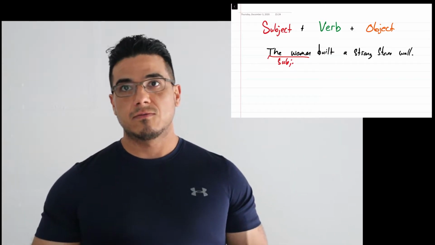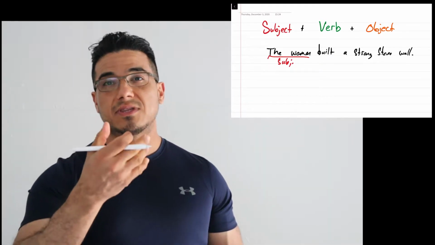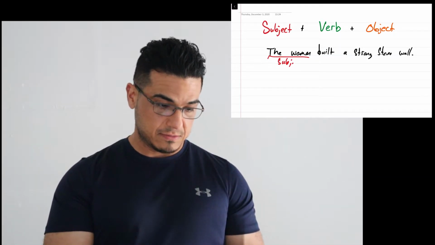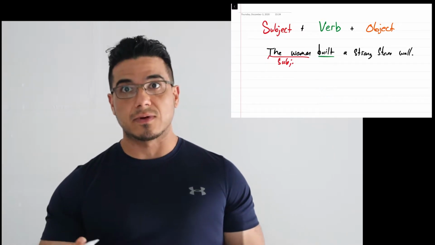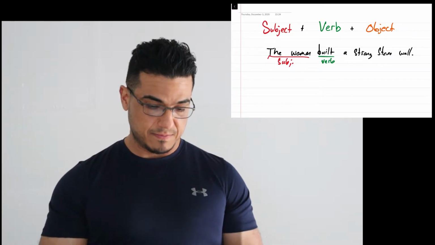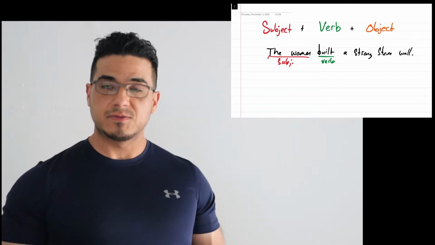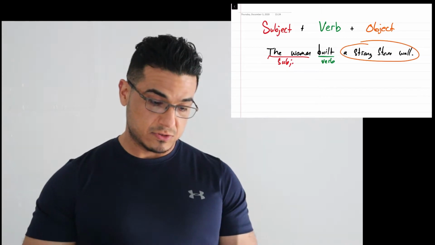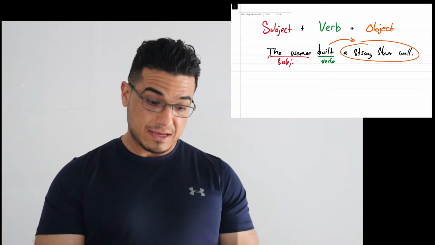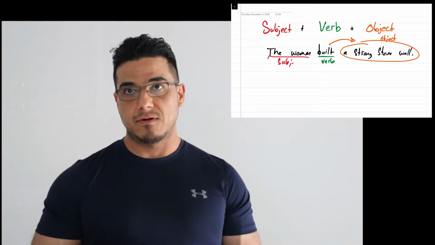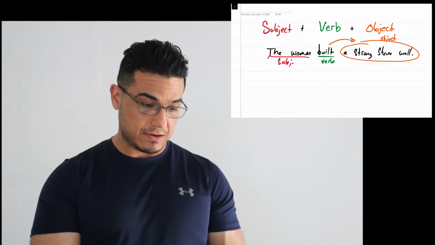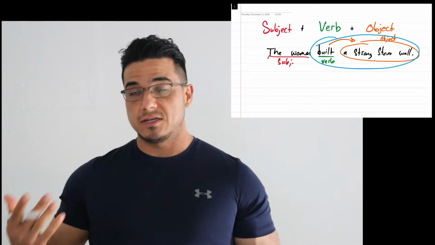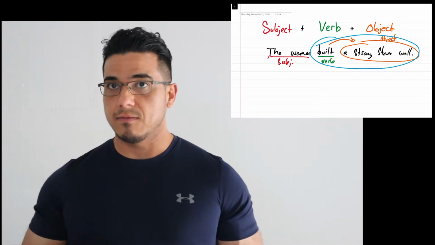Well, what did she do? She built a strong stone wall, but the direct verb here is built. That's exactly what she's doing, so I'm going to label it as a verb. And the object of that verb, the thing in this case that she built, would be a strong stone wall. So that's going to be the object of that verb. It completes the entire predicate, which I'm going to circle in blue. So the verb, in addition to the object, are a part of a complete predicate.